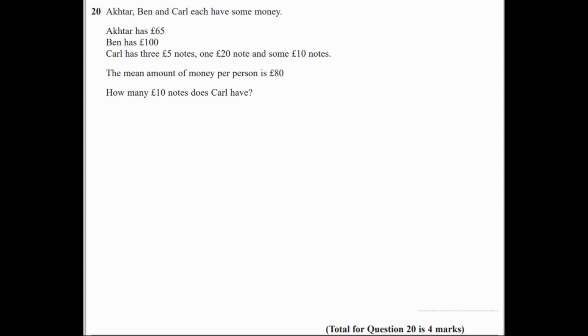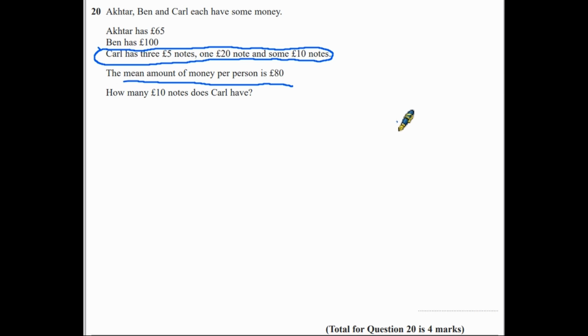Let's do it a step at a time. We know that Carl has 3 £5 notes, 1 £20 and some 10s, and the reason we don't know how many 10s is because we don't know how much money Carl has actually got. So we need to work that out. The clue here is the mean. The mean amount, the average amount they have each is £80. So if the average is 80 and there are 3 of them, that means in total 80 times 3 they have £240 between them. That is the total amount of money.